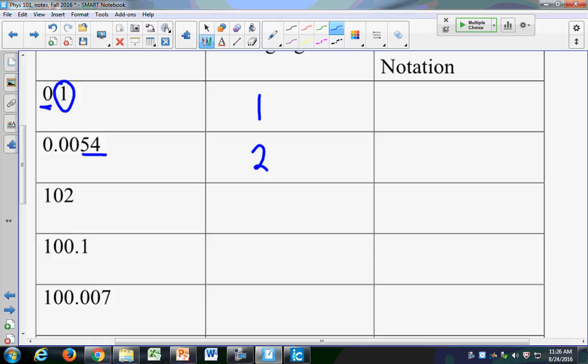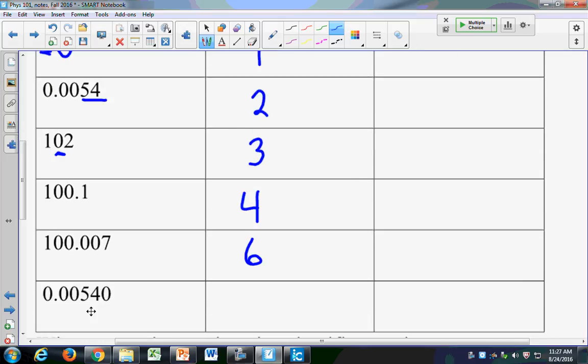How about 102? 3. What about the 0? It's between two non-zero values. It's not a placeholder. It has 3. And 100.1, it has 4, and 100.007, it has 6, right. So the easy way actually to tell which digits are significant is to write it out in scientific notation.